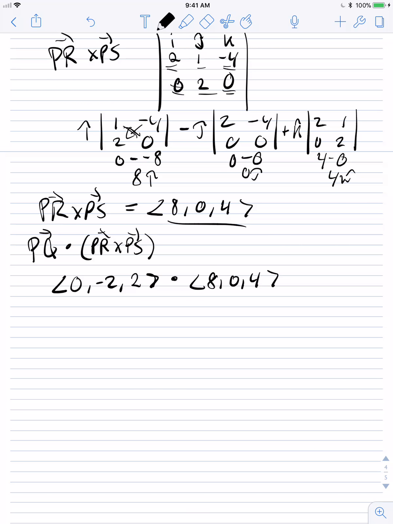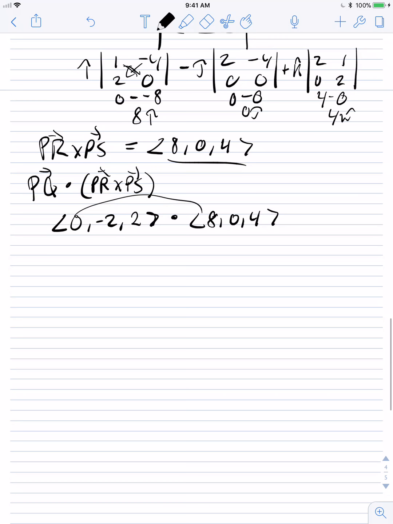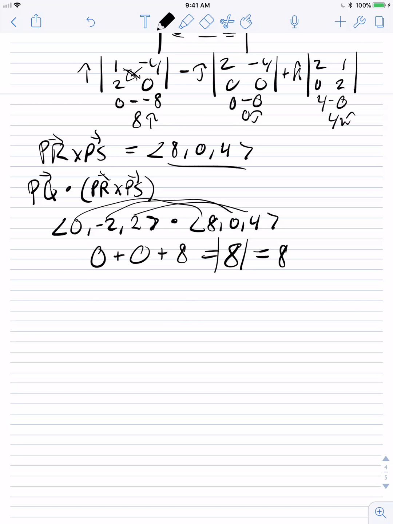So to do a dot product, it's a lot like multiplying. Just multiply the components together. We got 8 times 0, which is 0. And we're adding. Negative 2 times 0, which is 0. And then plus 4 times 2, which is 8. So we get 0 plus 0 plus 8, which is 8. And we don't need the absolute value because the absolute value of 8 is still 8. And we're not given units, so we can just say cubic units of some sort. And this would be our volume.